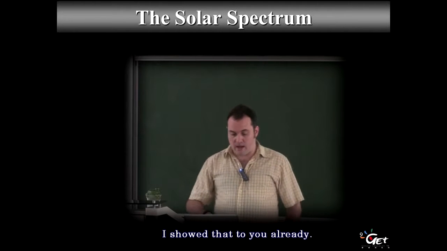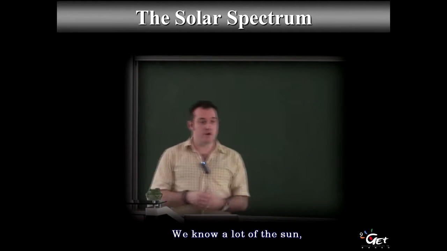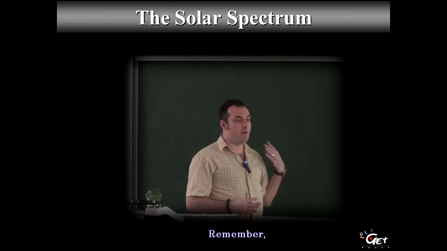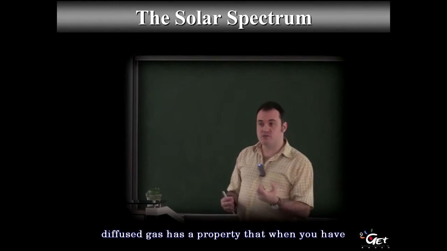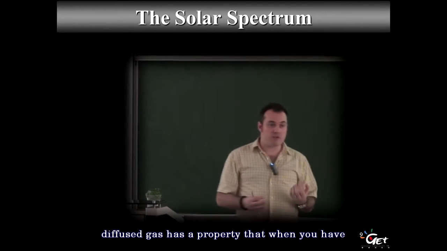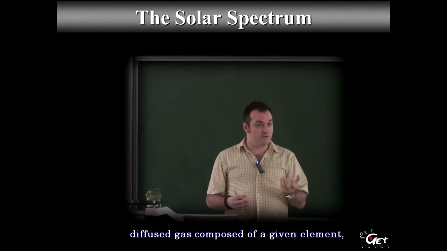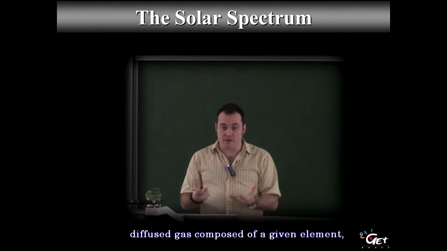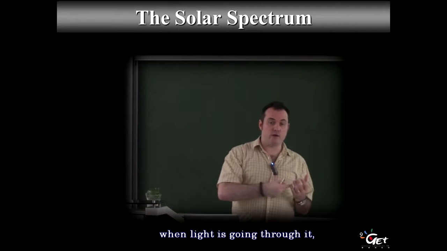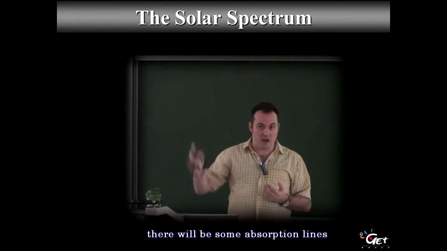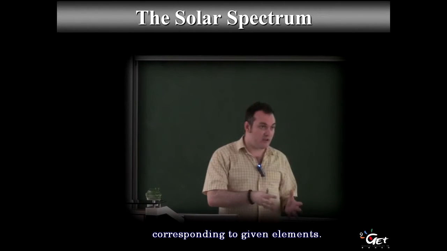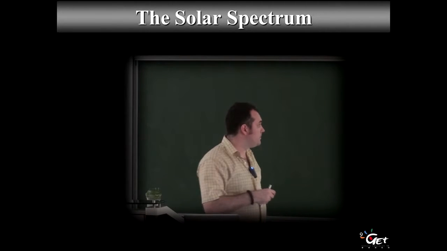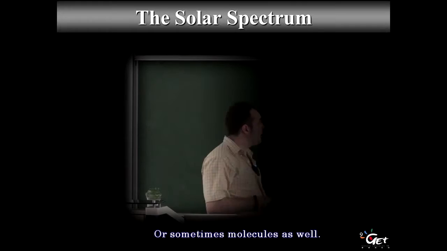So I showed that to you already. We know a hell of a lot about the sun, mainly thanks to its spectrum. Remember, diffuse gas has a property: when you have a diffuse gas composed of a given element and light is going through it, there will be some absorption lines corresponding to the given elements.